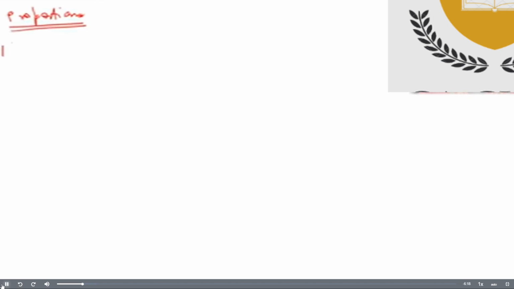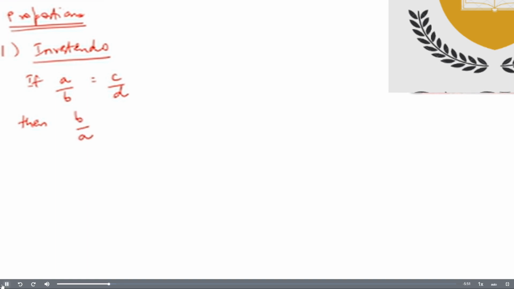The first and foremost property of proportion is invertendo. What do you mean by invertendo? Invertendo means if I have a proportion A by B is equal to C by D, then I can take the inverse of the two ratios. B by A is equal to D by C. The two inverse of the ratios will also be equal.